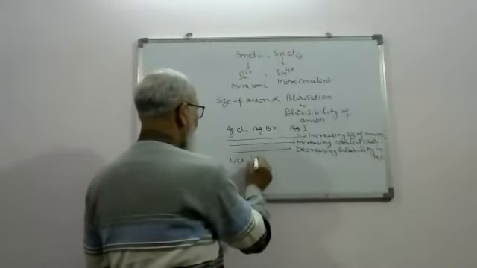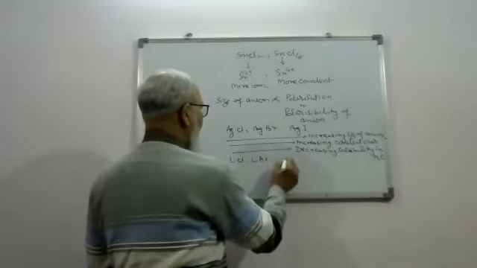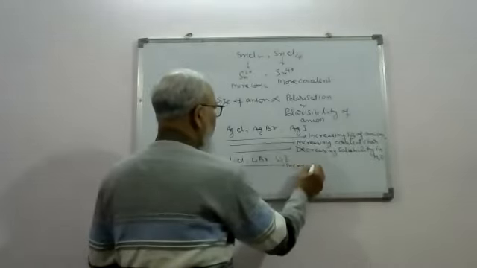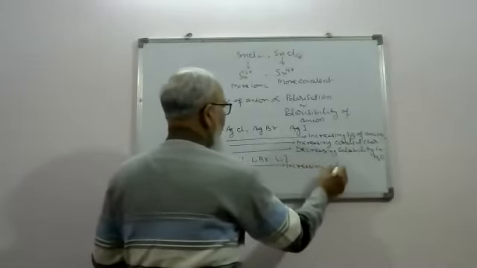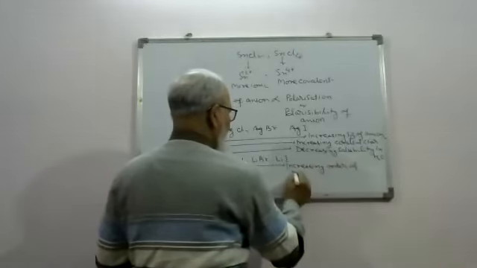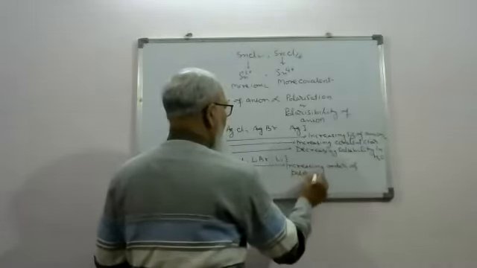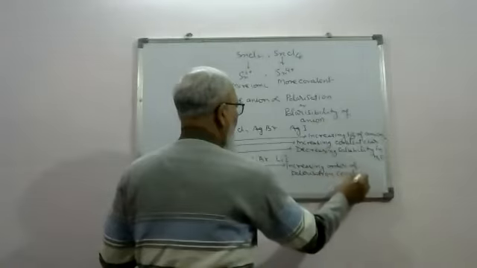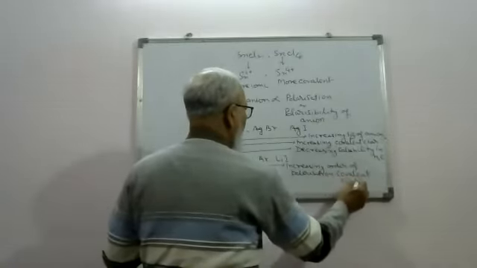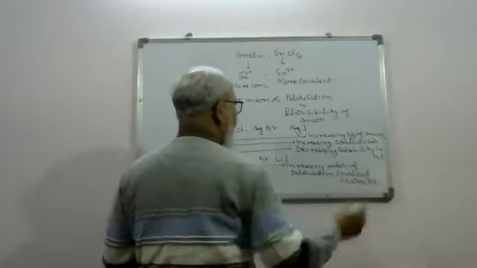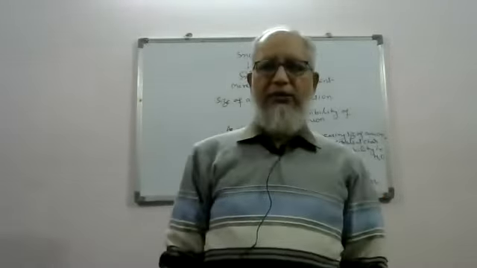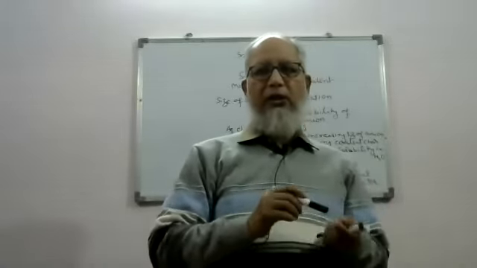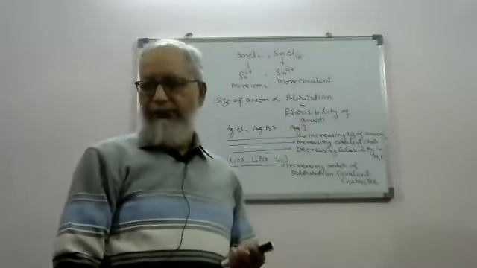Similarly, if we compare LiCl, LiBr, and LiI, this will be increasing order of polarization, covalent character, and when covalent character increases, the solubility in water will decrease, melting point will also decrease, but the solubility in organic solvent will increase.